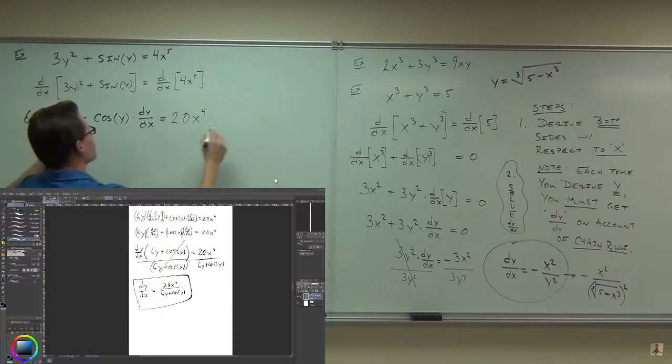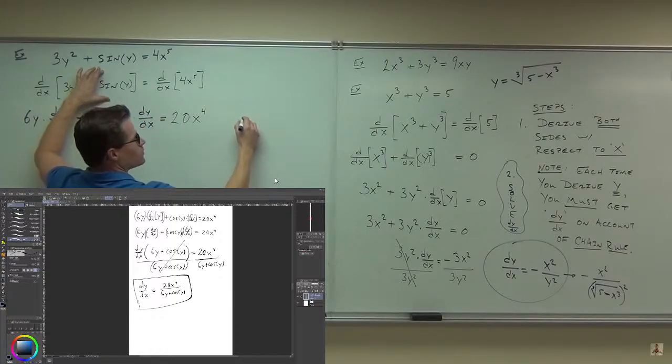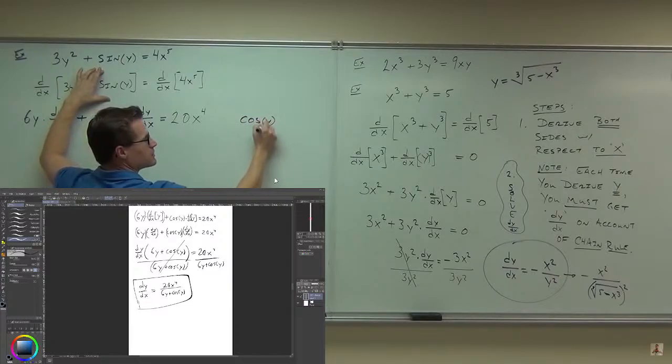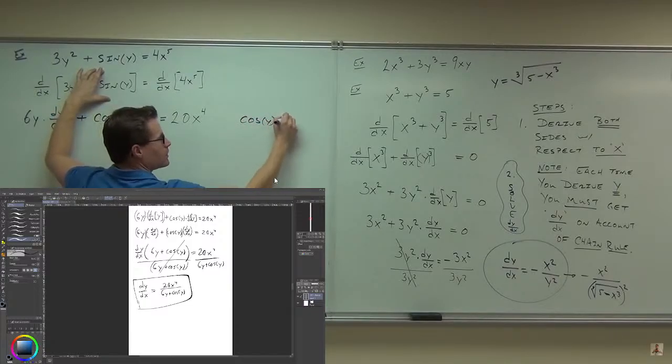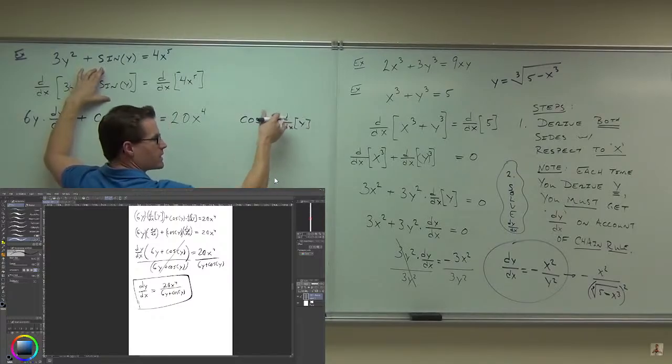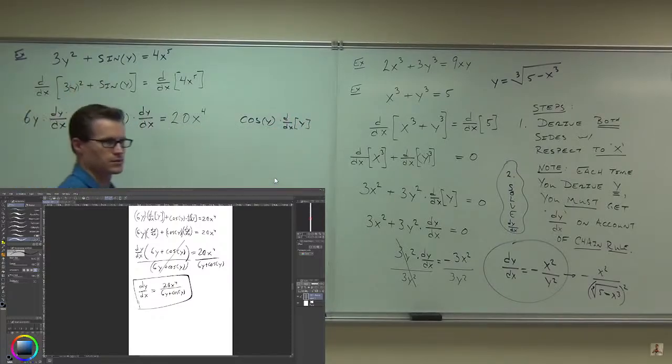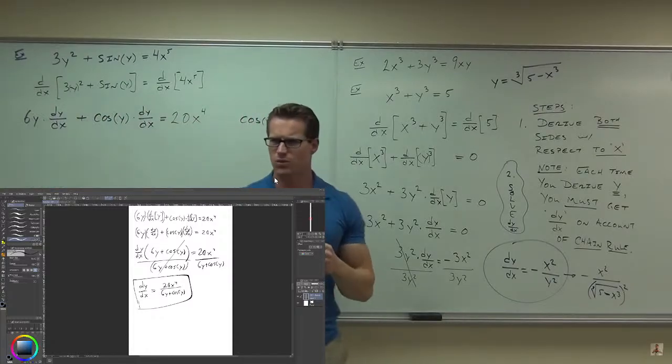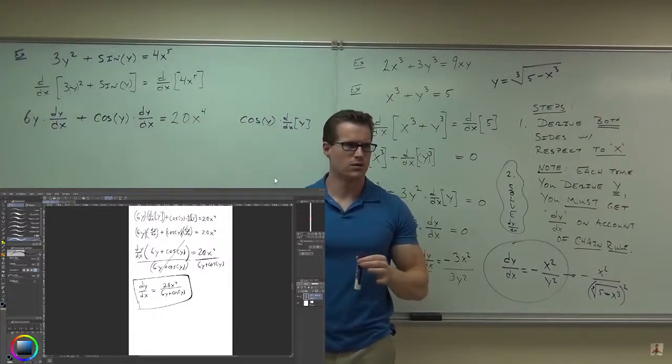Again, if you want to see this, this would be the chain rule. You'd go cosine of y, leave the inside alone, d dx of the inside, but that's just a y. That's dy dx. That's why we're getting that thing. That's where that's coming from. Do you see where it's coming from more now?